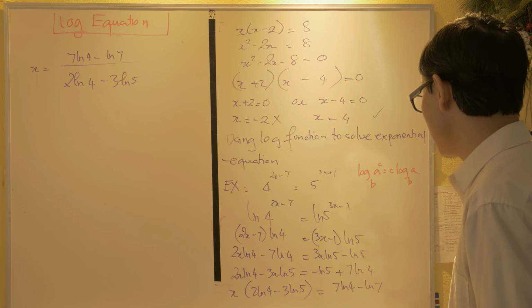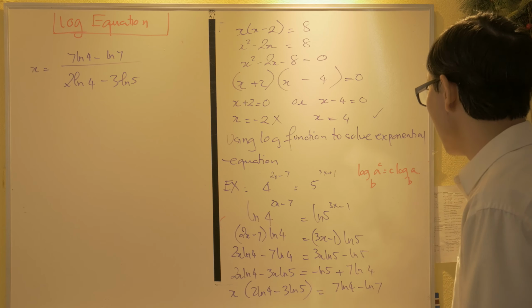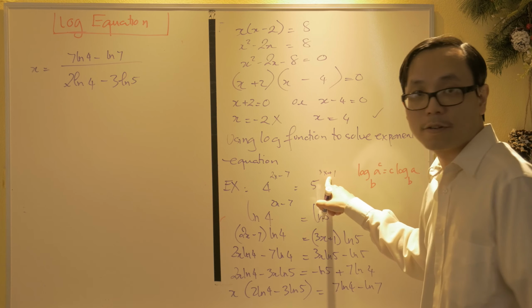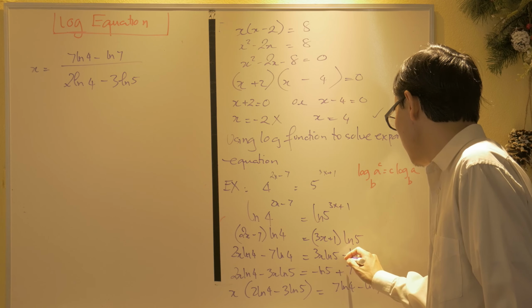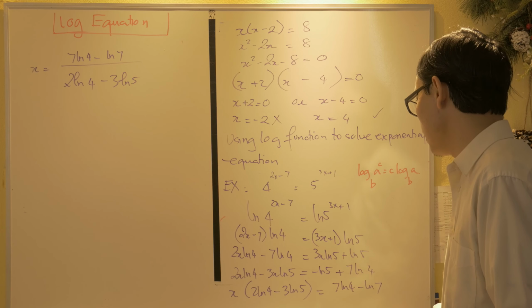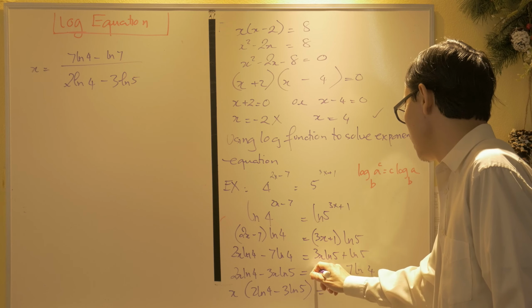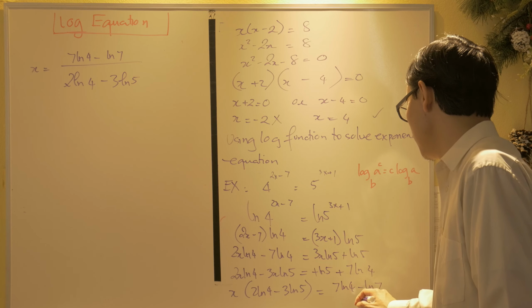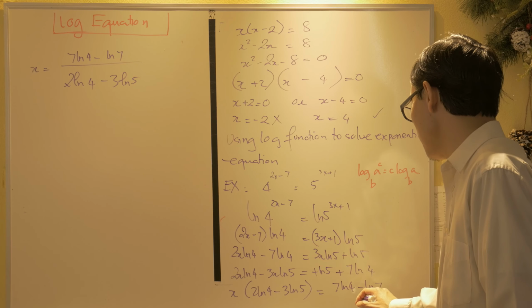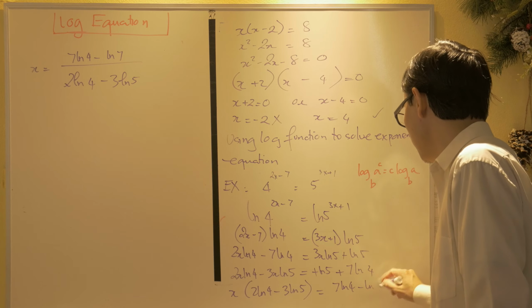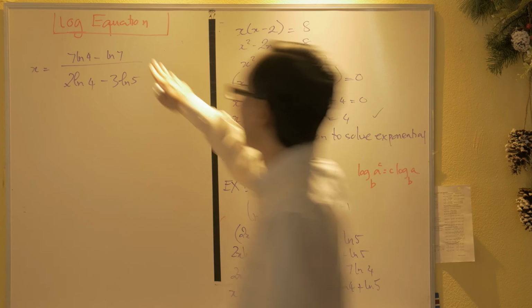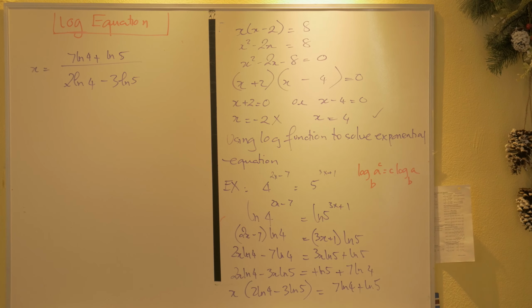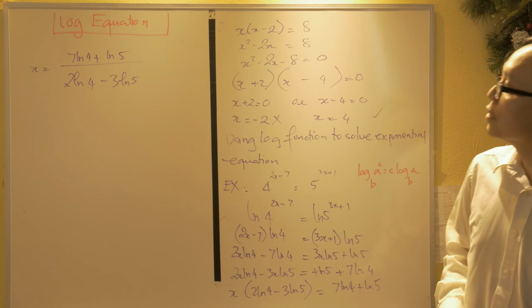Let me see if I missed anything. No, it's a plus. I'm sorry. So it's a plus, guys. The question is plus. So this is plus ln 5. So this is ln 5, 7 ln 4 and ln 5. Okay, this is ln 5 plus, and this is ln 5. There you go.